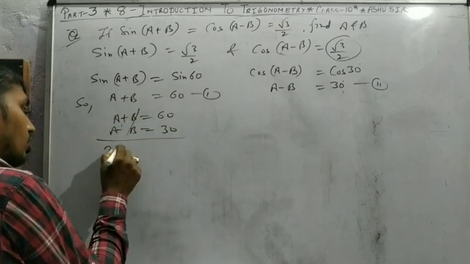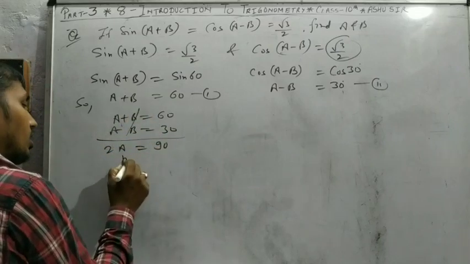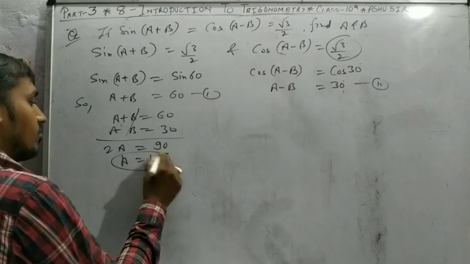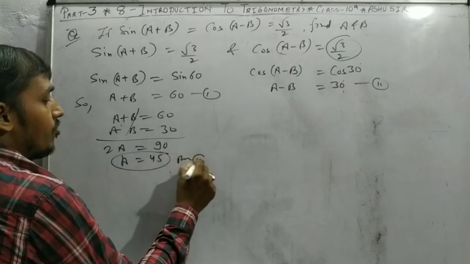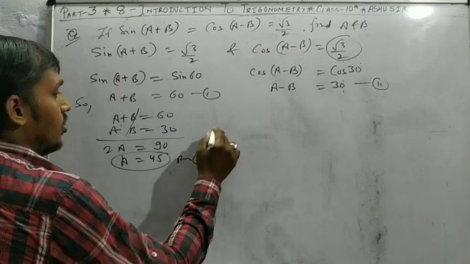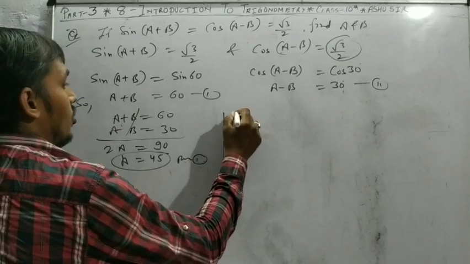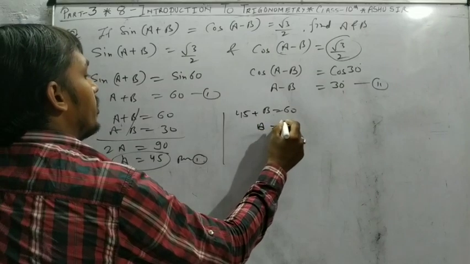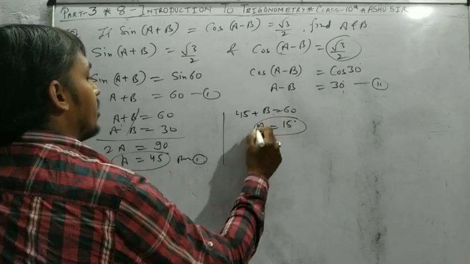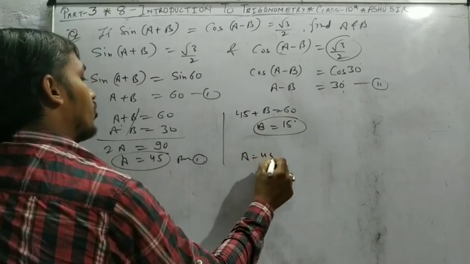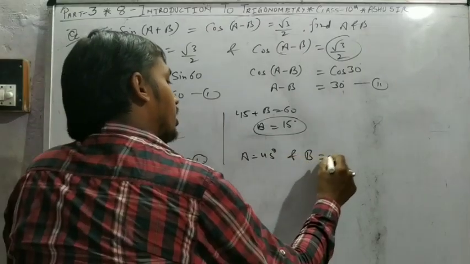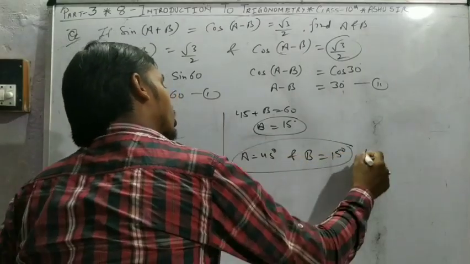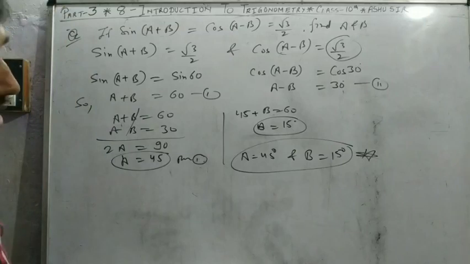Solve the equation. 2A is equal to 90, A is equal to 45. Put in first. 45 + B is equal to 60. So B is equal to 15 degrees. So A is equal to 45 degrees and B is equal to 15 degrees is your answer. Okay. Pause the video and note down.